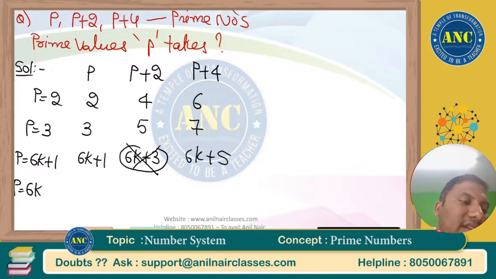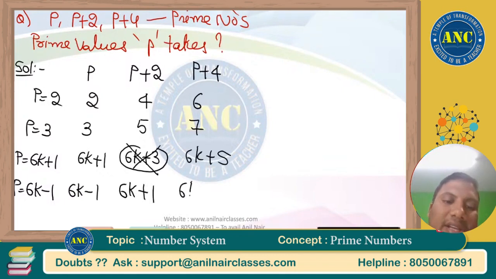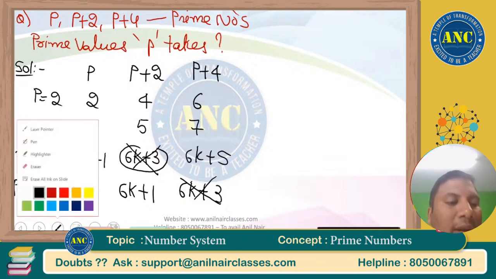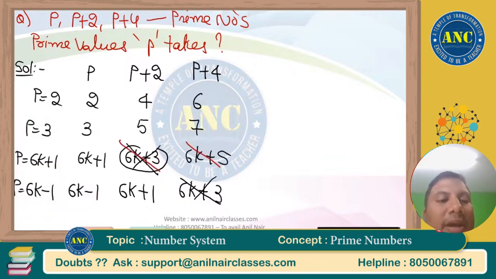Next, it is 6k minus 1. P is 6k minus 1, P plus 2 is 6k plus 1 and P plus 4 is 6k plus 3, which is divisible by 3. If the P value is 6k minus 1, P plus 4 will be divisible by 3. If the P value is 6k plus 1, P plus 2 is divisible by 3. So there is no triplet where all three are prime numbers. This case is not possible.